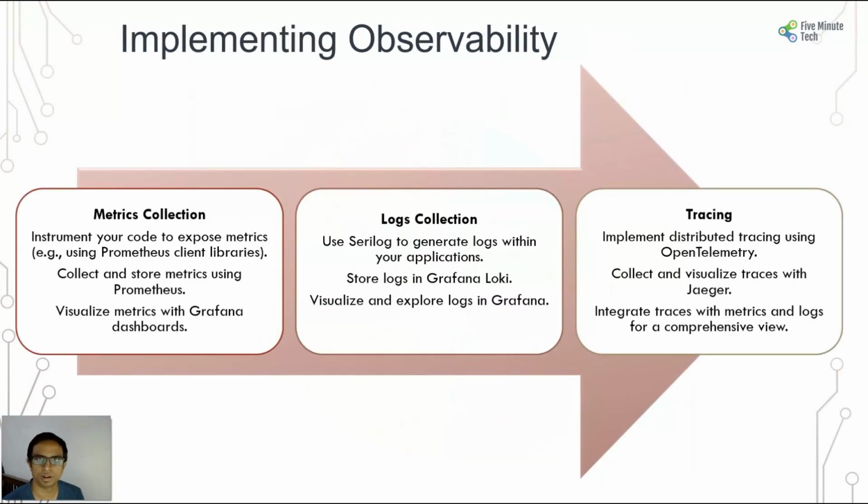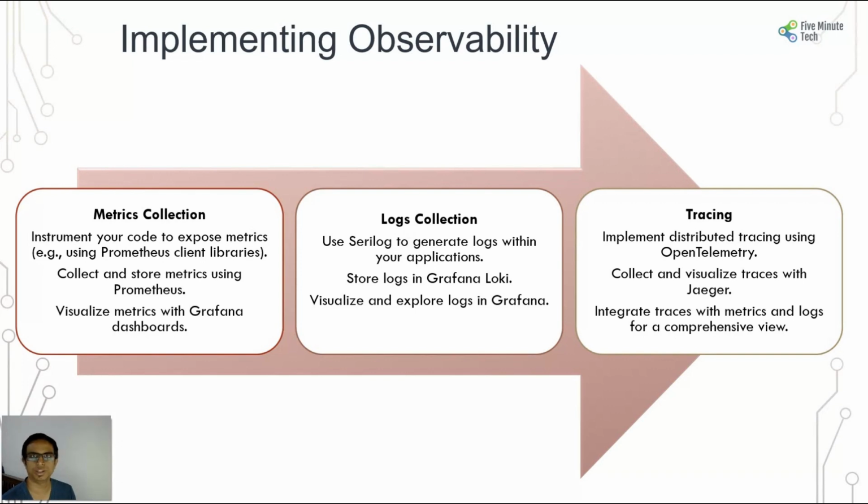How will we implement observability now? Since we know it is pretty good and helps us make the system reliable, we start with metric collection. Metric collection in your system can be instrumented by exposing metrics using Prometheus client libraries, then collecting and storing metrics using Prometheus and visualizing them through a Grafana dashboard.